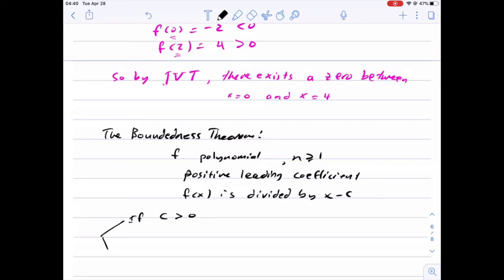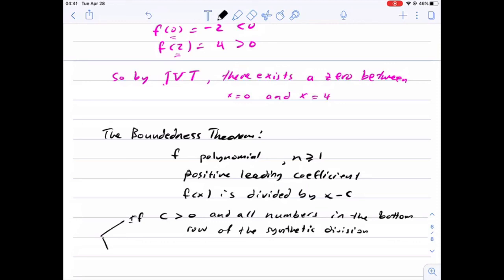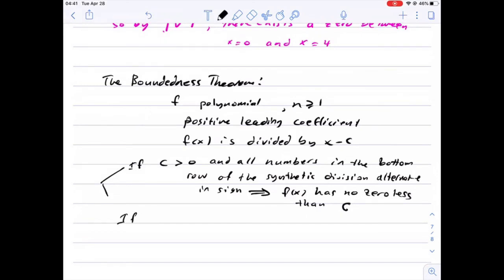If c is greater than 0 and all numbers in the bottom row of the synthetic division alternate in sign, then the result is that f of x has no zero less than c. That means this is a bound of the zeros. There is no zero less than c, so x equals c is a lower bound.